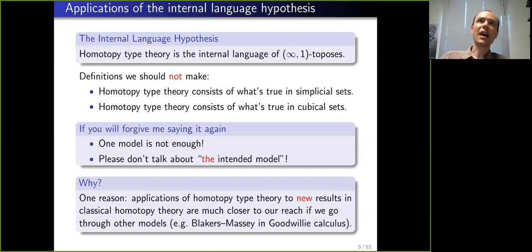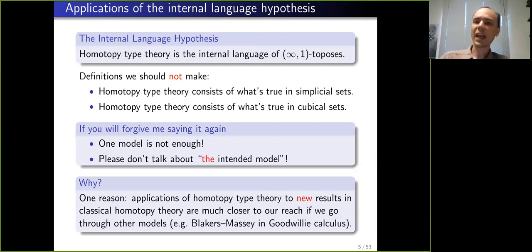I don't have off the top of my head what the particular model is, but the paper I'm referring to is the one by Eric Finster and Joyal and Anel and Biedermann, I think. I see Dan nodding, so that's probably it. That was in the last couple of years. I don't remember the name of it, but it's like a generalized Blakers-Massey theorem.